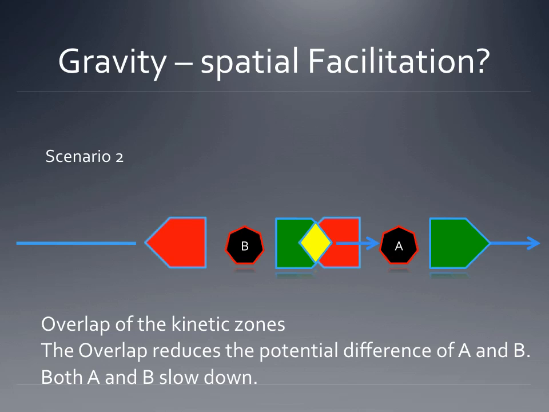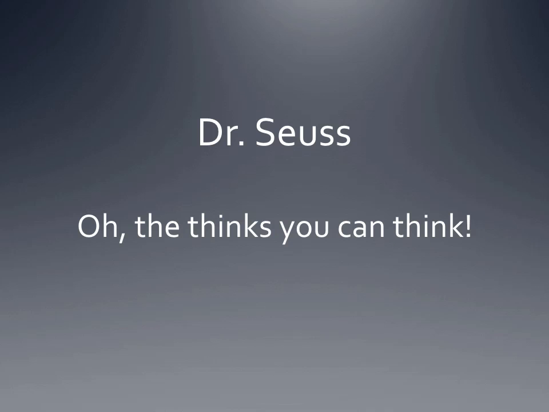Scenario 2, particles A and B are so close together that there is an overlap of the kinetic zones. In that case, the green zone of particle B would weaken the red zone of particle A and vice versa. This would mean the potential difference of A and B would decrease, and this in turn would mean both A and B slow down. Is that true? I have no idea, but I sure like the things I can think.